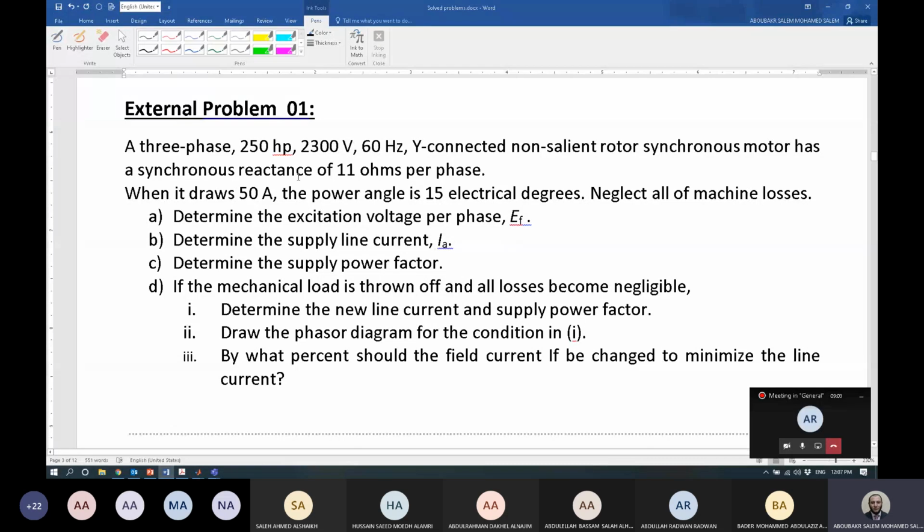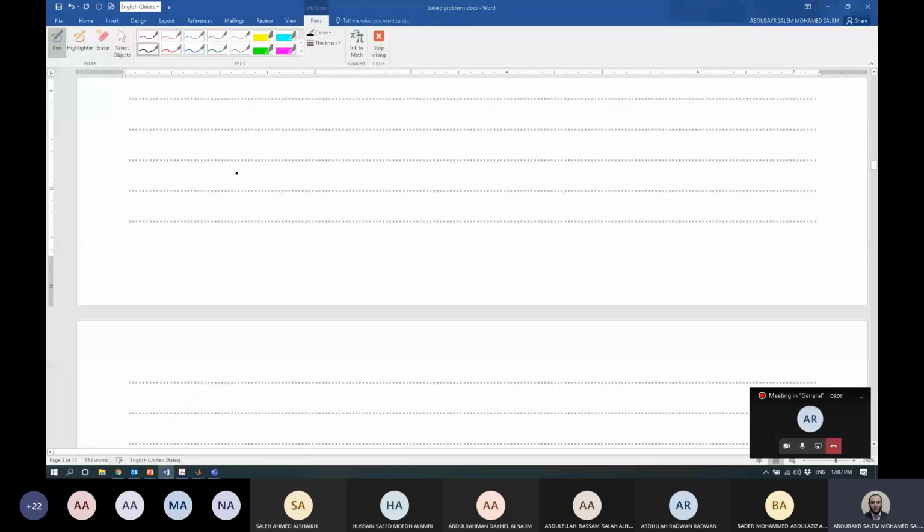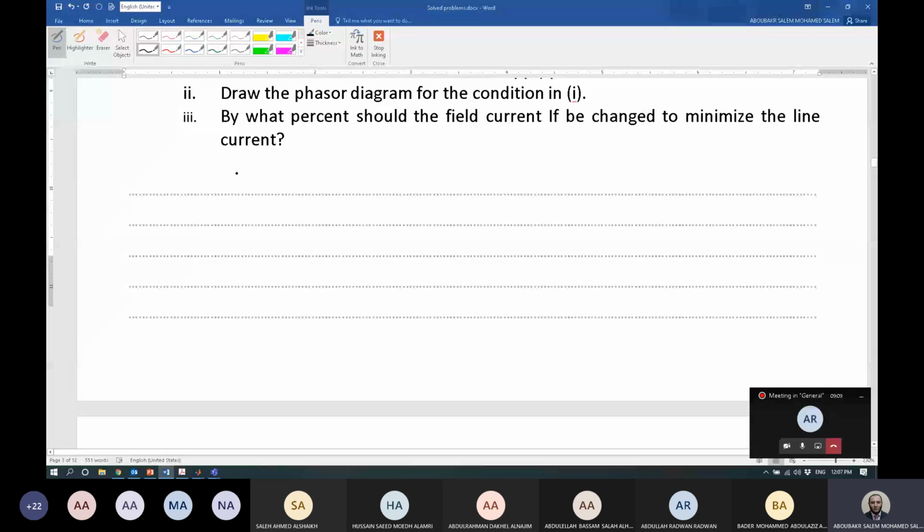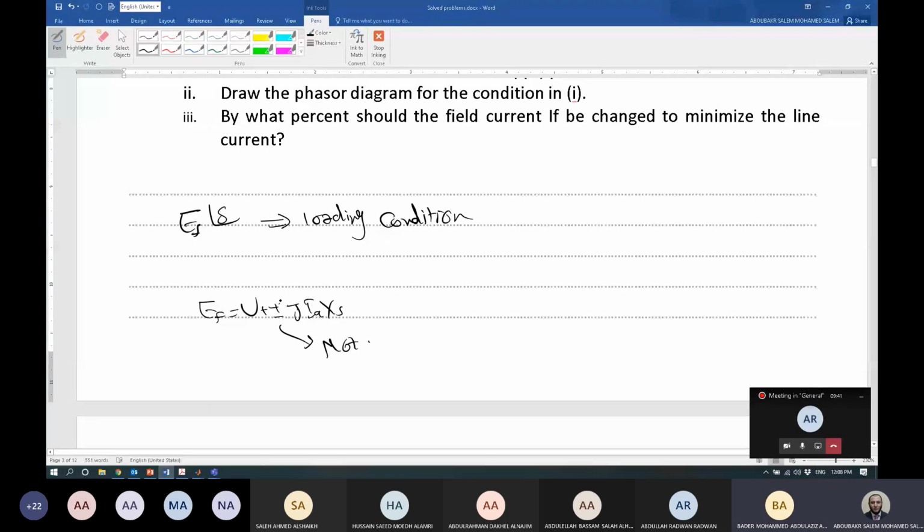Recently, when we solve problems, in order to get the excitation voltage, we get EF with angle delta. Using our relations, we have to define a loading condition. In order to use our relations, you know the relation EF equals V terminal plus or minus j IA XS, minus for motor and plus for generator. This is our relation if we neglect the armature resistance.